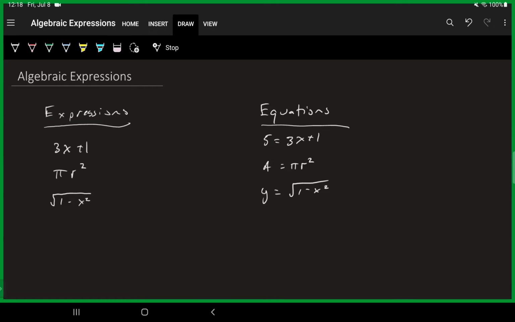So on the left-hand side here, I have some expressions. There's 3x plus 1, there's pi r squared, there's square root of 1 minus x squared. Neither of these have an equal sign in them, so they're kind of just statements. On the other hand, on the right-hand side, we have some equations. We have an equal sign. We have 5 equals 3x plus 1. We have a equals pi r squared. We have y equals the square root of 1 minus x squared.